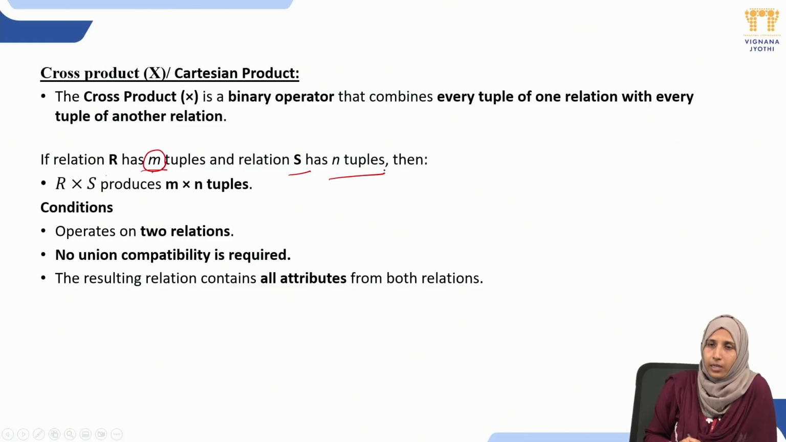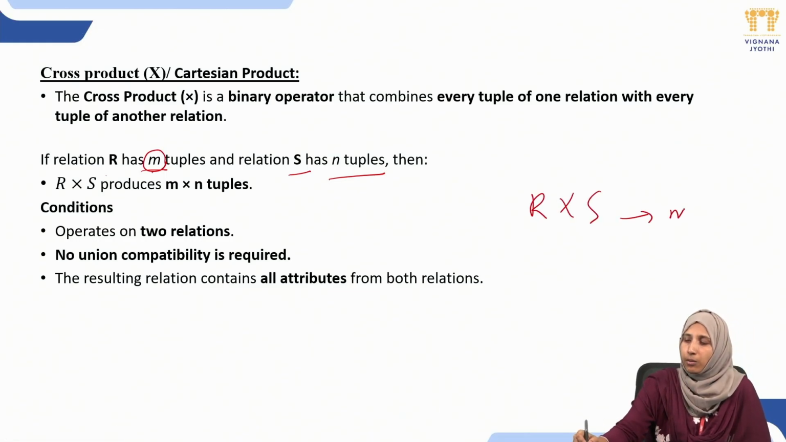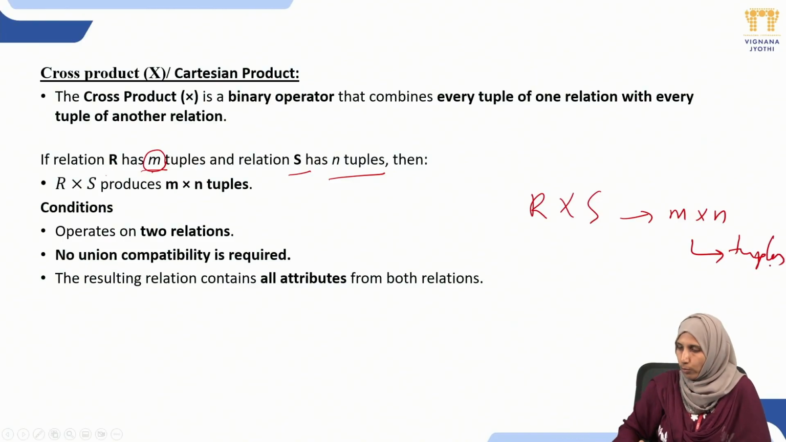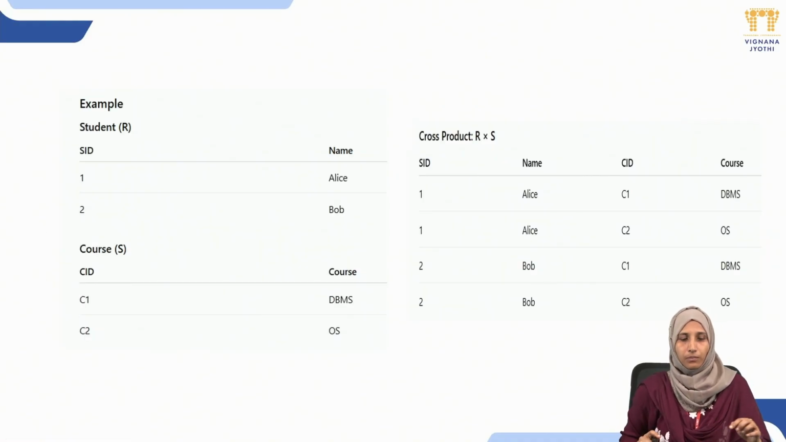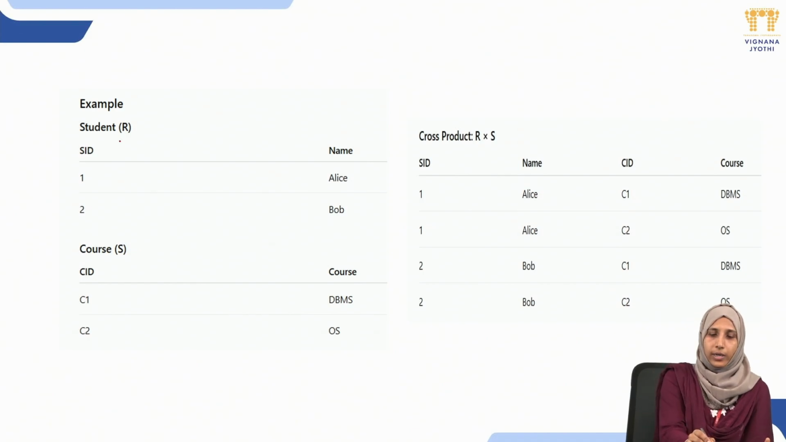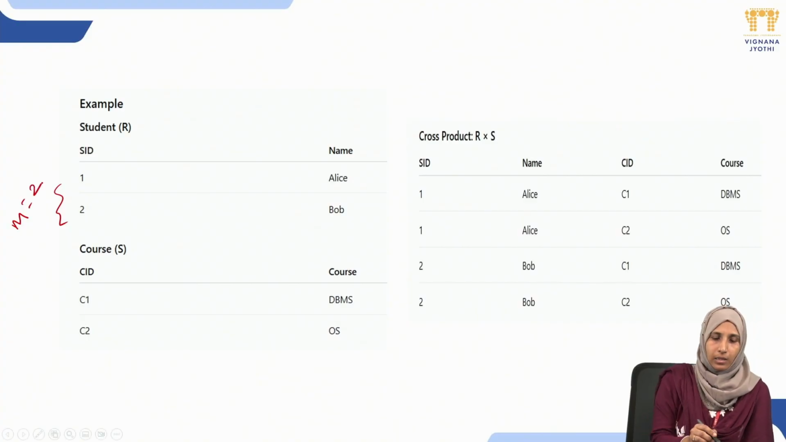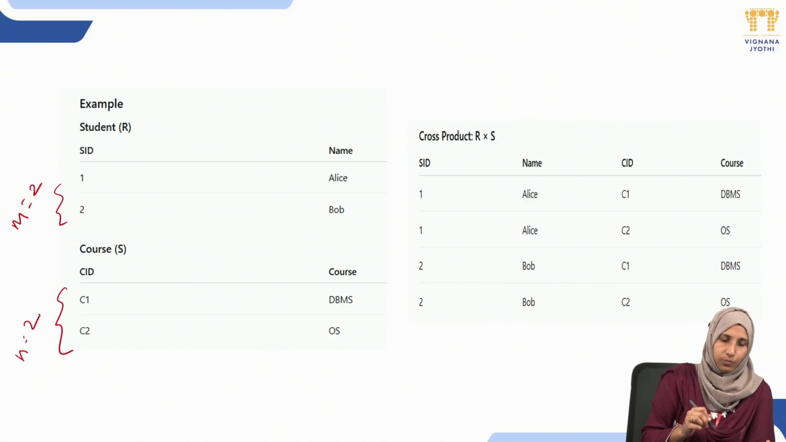Then your resultant table R into S will have m into n number of tuples. We'll go back to this, or else see this. According to this point, m into n. The first table is the student table, the second one is the course table. In the student table, how many rows are there? 2. That is m equal to 2. In the course table, how many rows are there? 2. That is n equal to 2.